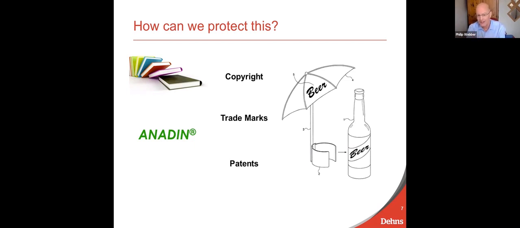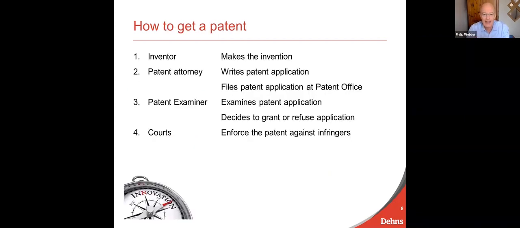So that's just a brief distinction between copyright and trademarks. And so for the rest of my presentation, I will talk exclusively about patents. So how do you get a patent? Well, you, the inventors, have to do the hard bit. You have to make the invention to start with.